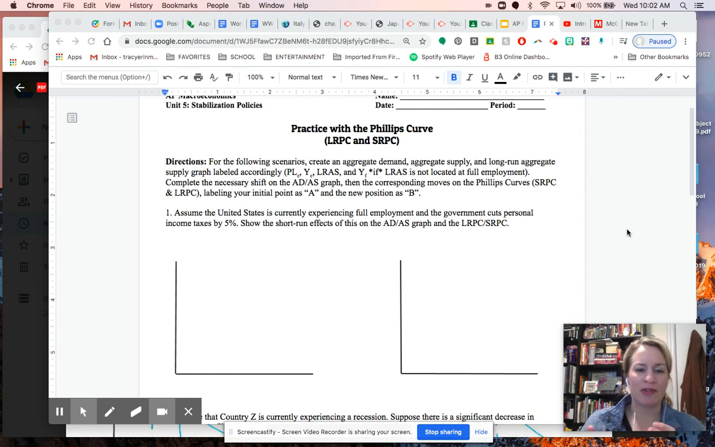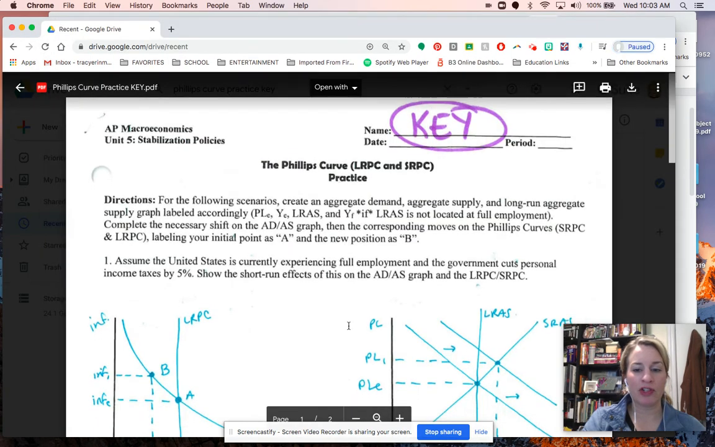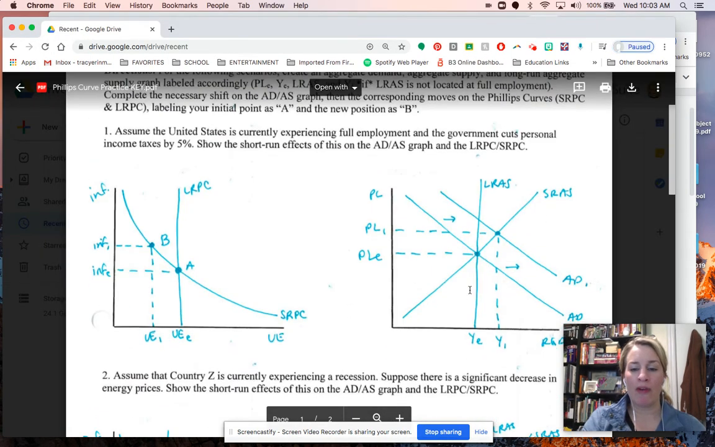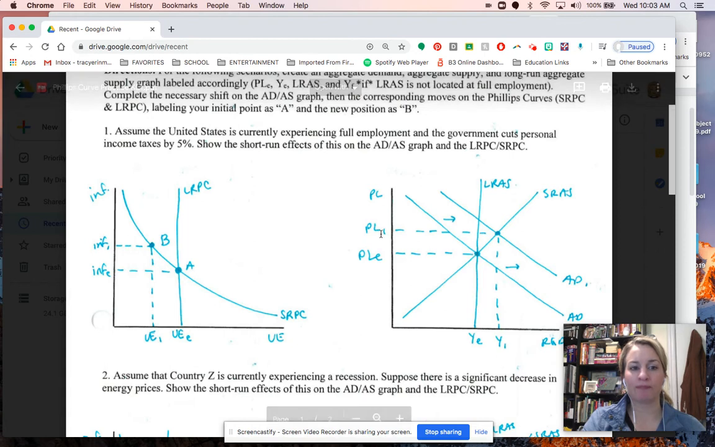On my answer key, you're going to see that I put the Phillips curve graphs on the left and I put the aggregate demand, aggregate supply on the right. It doesn't matter to me where you put them, just so long as you see what the relationship is. So your aggregate demand and aggregate supply graph for this question should show a fully employed economy in the beginning. And then you'll notice we're working with cutting taxes.